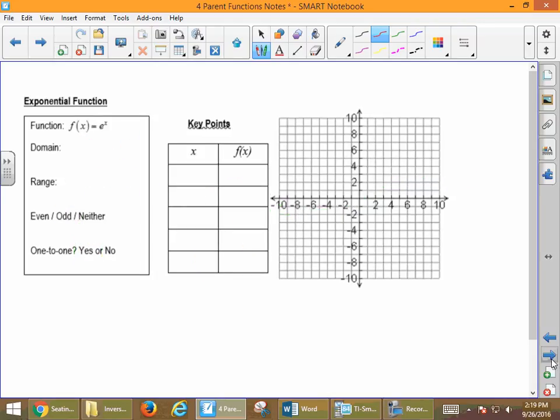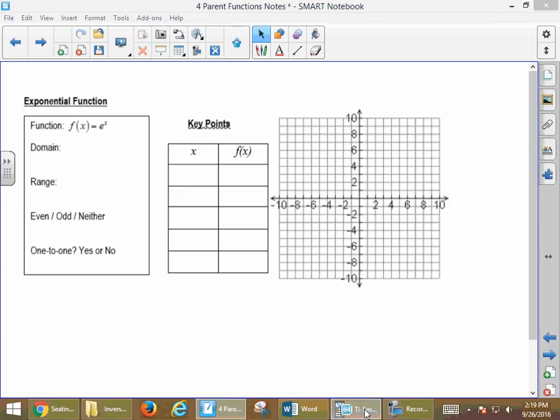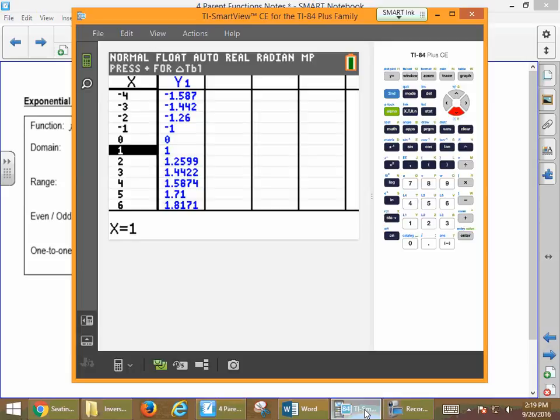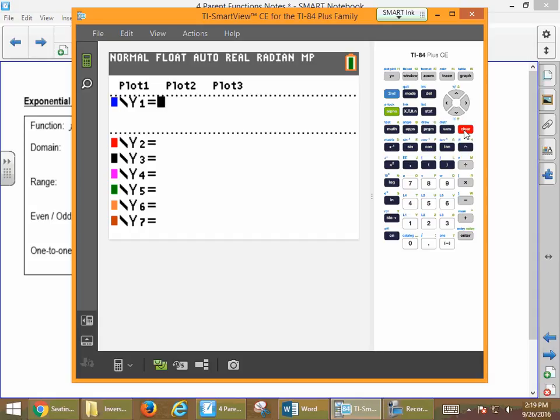So, exponential function. f of x equals e to the x. I want to show you where that button is on your calculator. Going back to y equals and clearing. I might need to look on the Inspire if you don't know how to do it or don't remember it from Algebra 2.